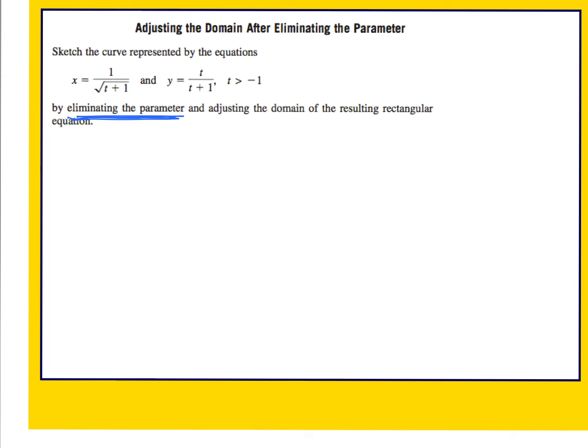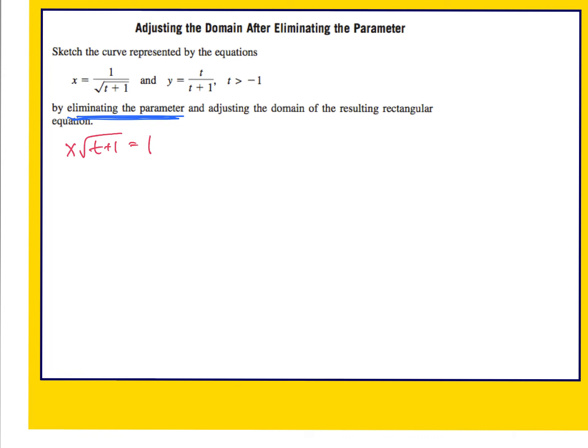Multiply by the square root. Let's do it. Multiply by square root t plus 1. So now I end up with x times square root t plus 1 is equal to 1. All right? This is the way first period did it, too. That's nice. So, now what?